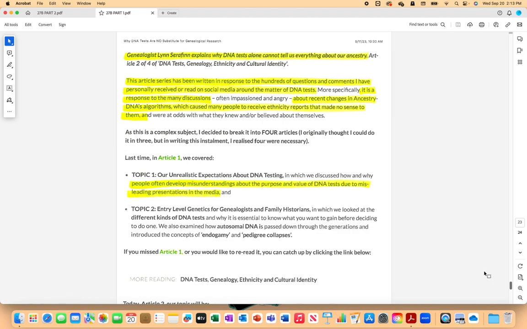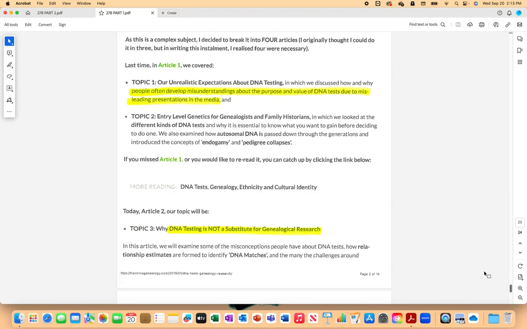This article series has been written in response to the hundreds of questions and comments I have personally received or read on social media around the matter of DNA tests. It is a response to the many discussions about recent changes in Ancestry DNA's algorithms, which caused many people to receive ethnicity reports that made no sense to them. People often develop misunderstandings about the purpose and value of DNA tests due to the misleading presentations in the media.